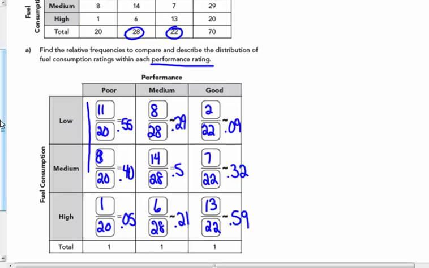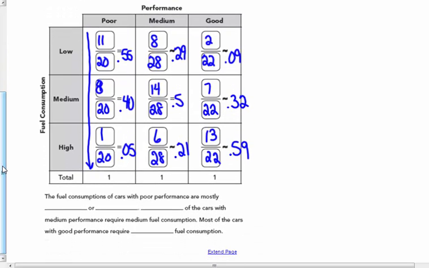So going down the column, you can see that 55 hundredths and 40 hundredths and 5 hundredths will add to 100, which is 1 as a decimal. So there's a conclusion we can make here. The fuel consumptions of cars with poor performance are mostly low or medium. Most of them are, the fuel consumptions of cars with poor performance are low or medium.